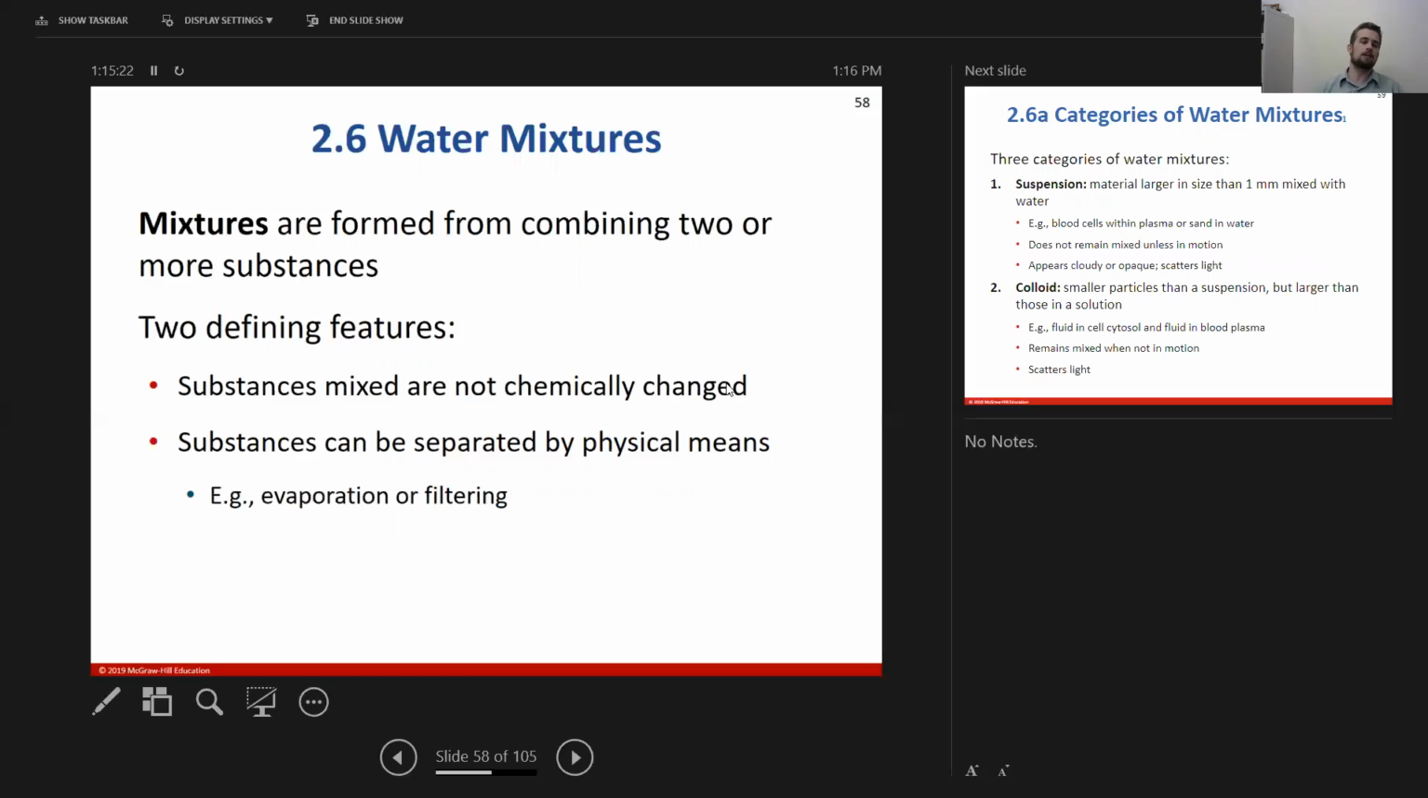Mixtures. Mixtures are going to be combining two or more substances. Substances that are mixed, they're not chemically changed, so I can mix up my Kool-Aid and the water is still there, the sugar is still there, the Kool-Aid powder is still there. It's not a different chemical, it's all the same. At this point, it's just mixed up. And we could possibly separate that. So for example, salt water, if I were to mix up some salt water, I could evaporate the water and be left with just the salt.